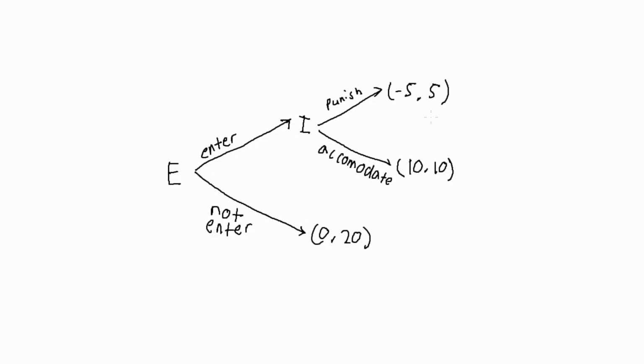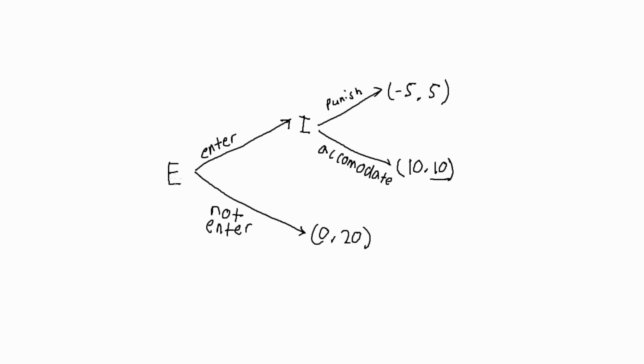So the way we go about solving sequential games such as this one is through a method called backwards induction, which I will now demonstrate. So at this point in time, we consider that the incumbent will either choose to punish or accommodate, and they want to do whichever one will give them a bigger payoff. So they're comparing 5 with 10, and they would obviously prefer 10 to 5, so we'll mark that.